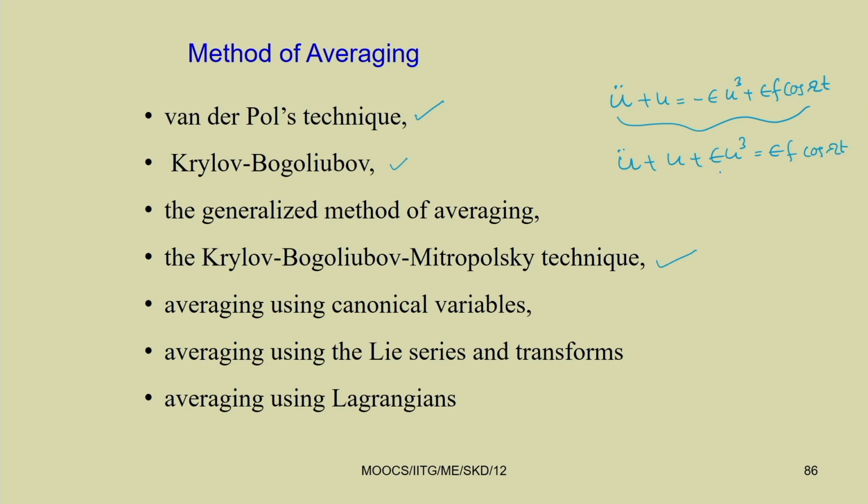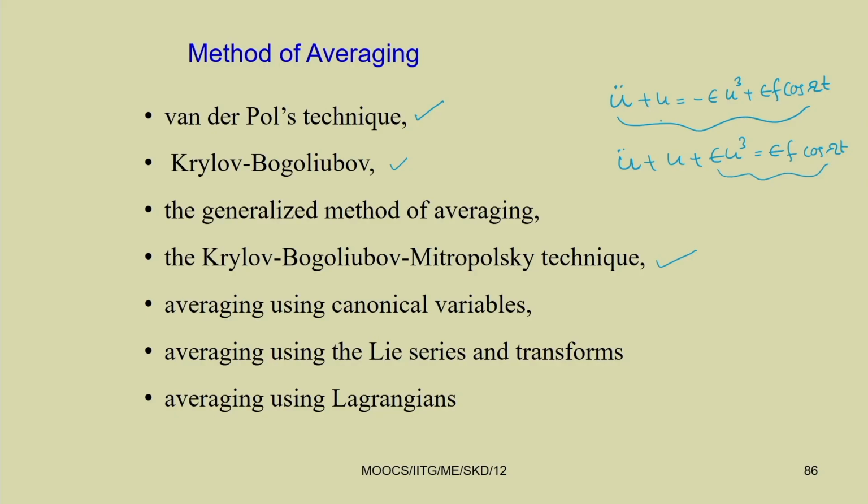Here we have taken all the terms with epsilon to the right hand side. In this method of averaging, it is assumed that the solution of this equation can be considered as that of the solution obtained by putting epsilon equal to 0. So, let us put epsilon equal to 0. The resulting equation is u double dot plus u equal to 0.